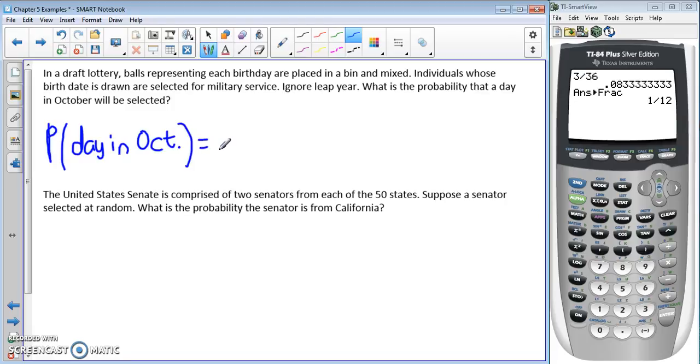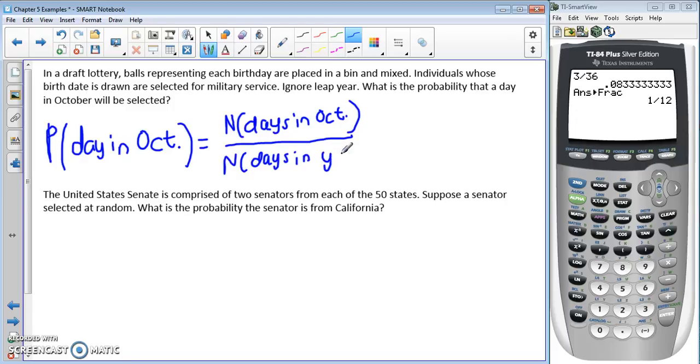So a day in October. When you think about this logically, are the months evenly spread out? October has 31 days, whereas a month like June only has 30 days, so they're not evenly spread out. So we want to think about it this way. We're going to look at the number of days in October over the number of days in a year. So we don't want to just say 1 out of 12 since they're not equally spread out, and that wouldn't be fair. So we're looking at 31 out of 365.